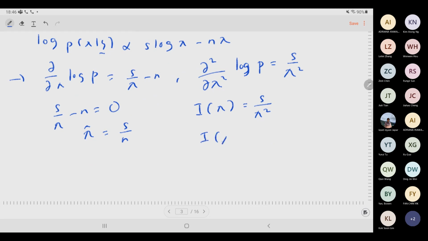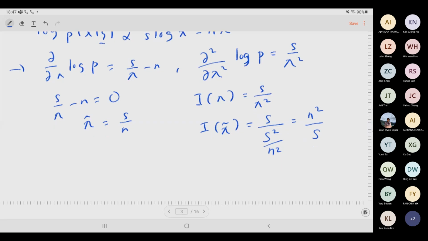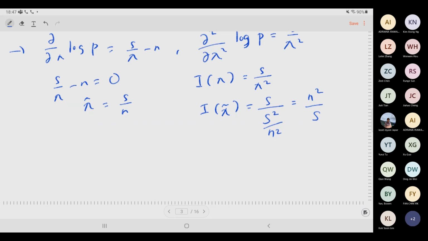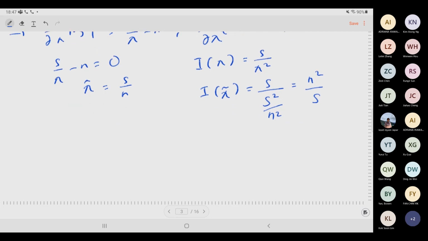Then you have your observed information at your mode, and you replace the lambda with your lambda tilde, so you have n squared over S. Meaning that from the first derivative you can find your mode, and from the second derivative you can find your observed information, but it is evaluated at your mode, so you have to replace the parameter with the observed mode.